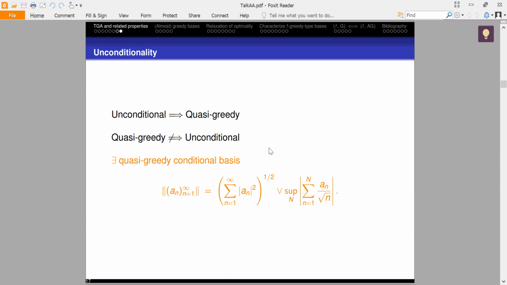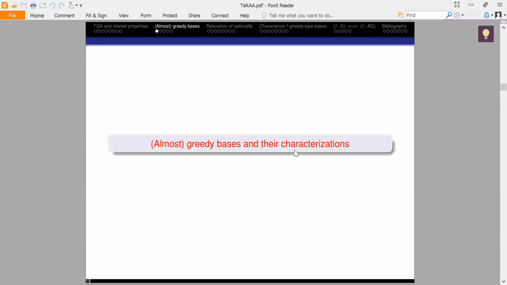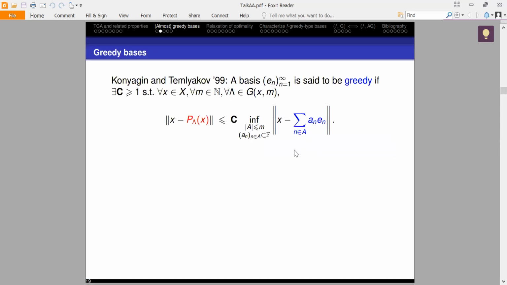So that's the end of section 1. Now we move to discuss different greedy type bases, almost greedy, and how we characterize them in some classical results. Okay, so this is a definition by Konyagin and Temlyakov in 1999.